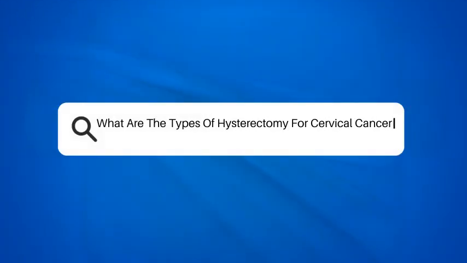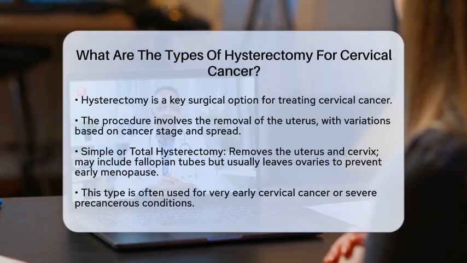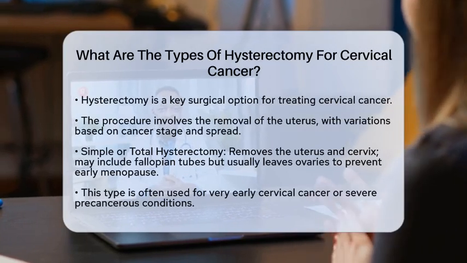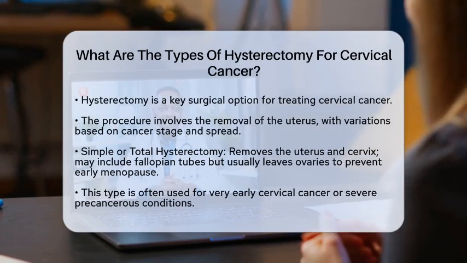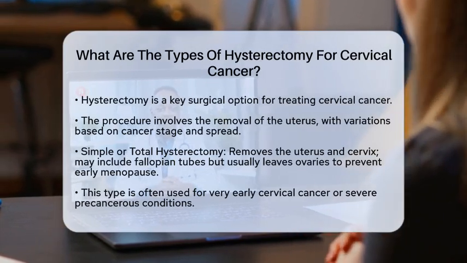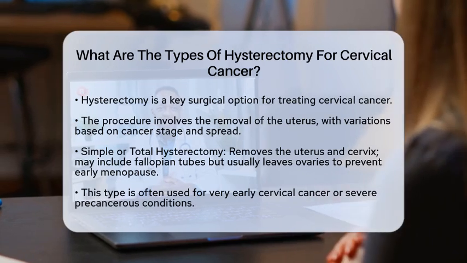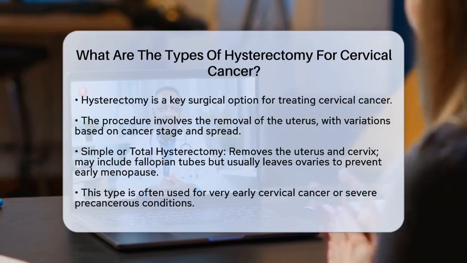What are the types of hysterectomy for cervical cancer? When it comes to treating cervical cancer, one of the key surgical options is a hysterectomy, which involves the removal of the uterus. The type of hysterectomy performed can vary based on the stage of cancer and how far it has spread. Let's explore the main types of hysterectomy used for cervical cancer treatment.